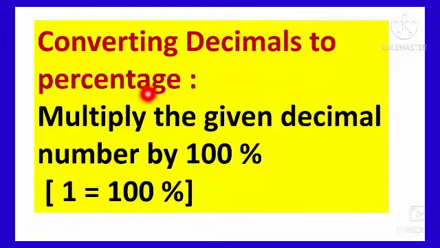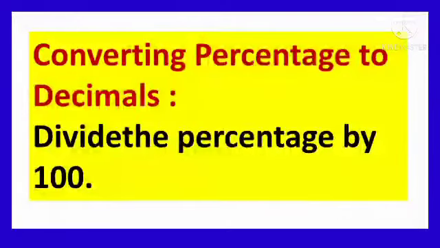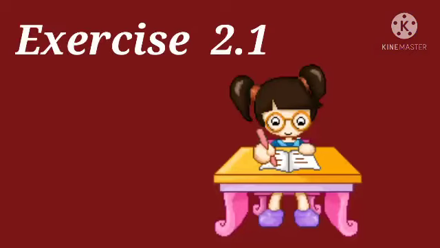Converting decimals to percentage. Multiply the given decimal number by 100%, because 1 is equal to 100%. 1% is equal to 1 by 100. Converting percentage to decimals. Divide the percentage by 100. Children, now let us see exercise 2.1 problems.